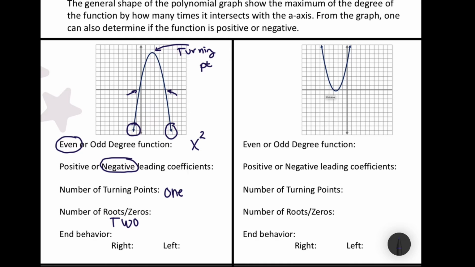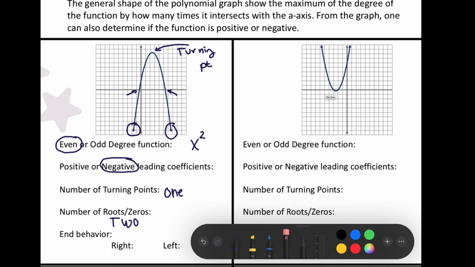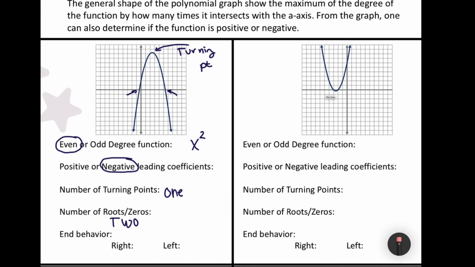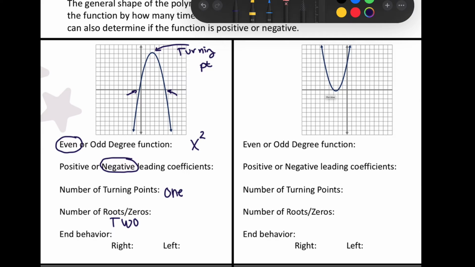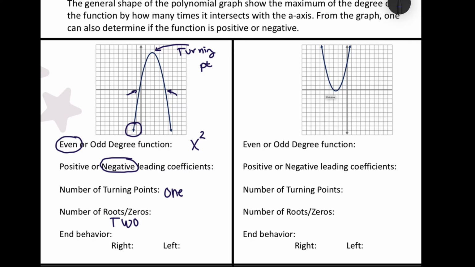End behavior is just determining what direction the end of the graph is headed on each side. It correlates very closely with talking about the domain of the graph. So the left-hand side of this graph is headed to negative infinity. The right-hand side of the graph is also headed to negative infinity. Let's take a look at graph number 2.